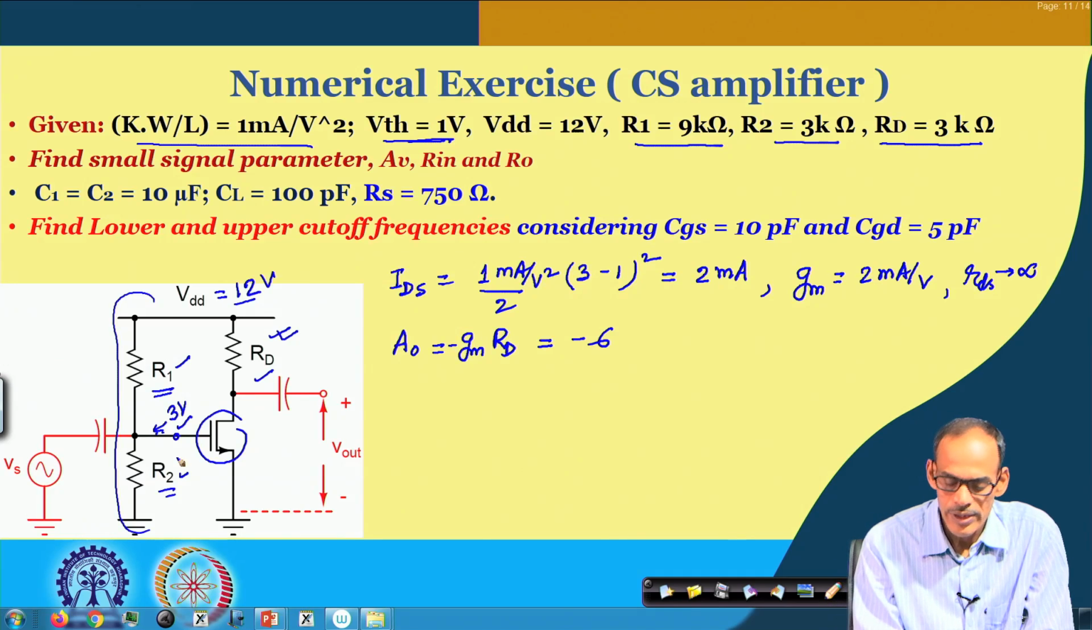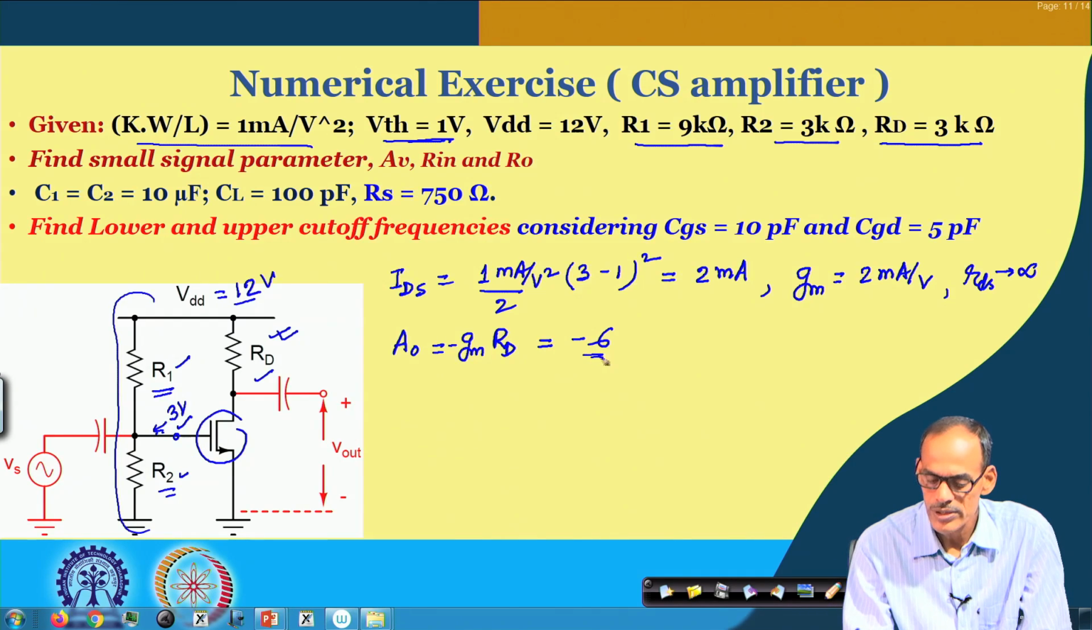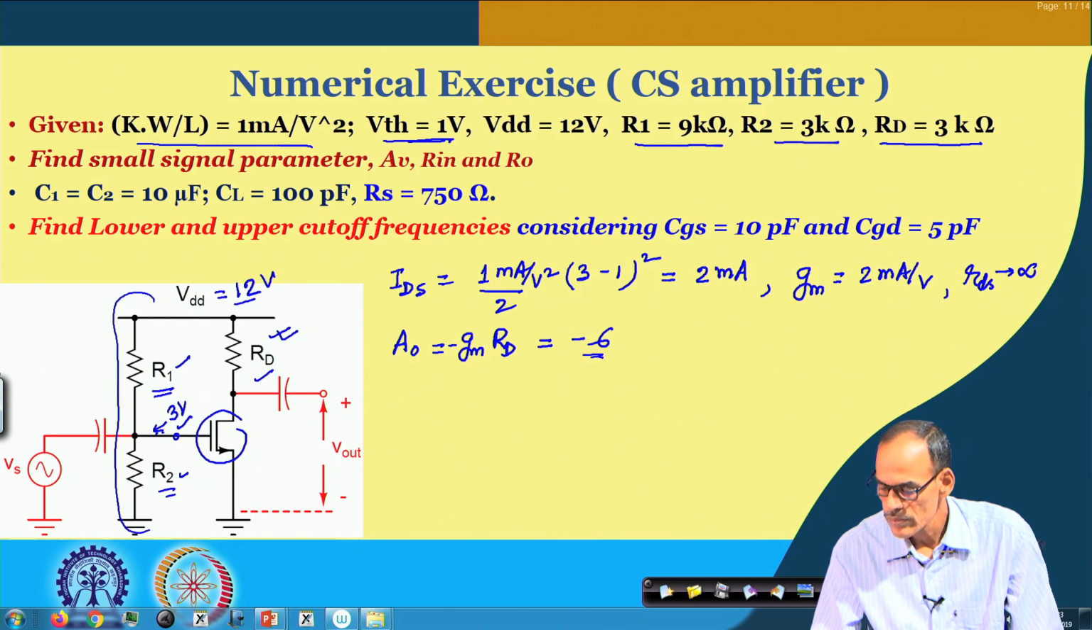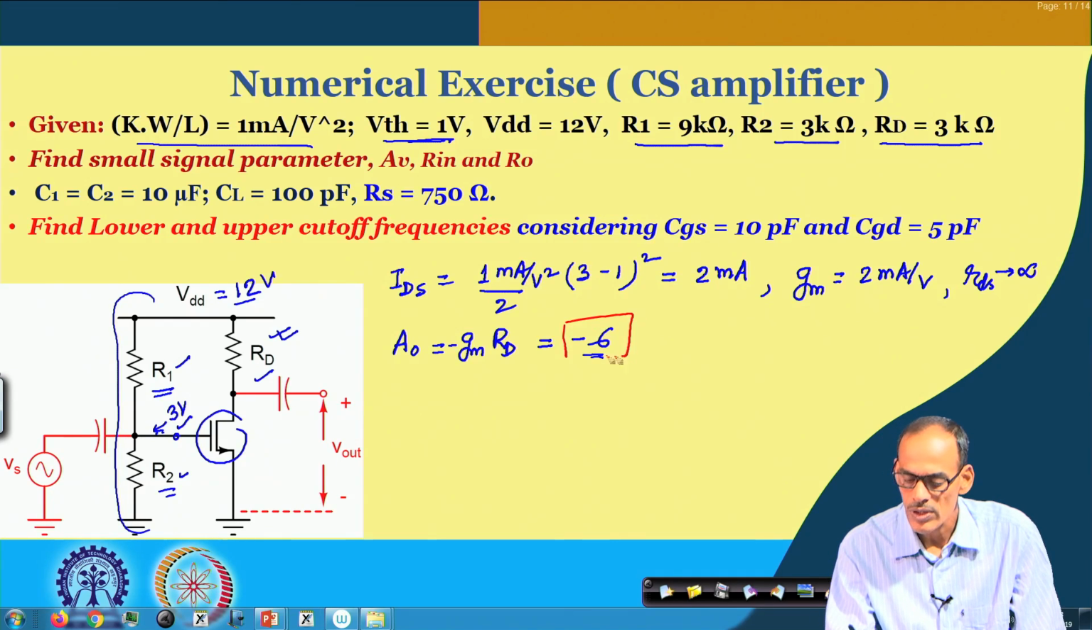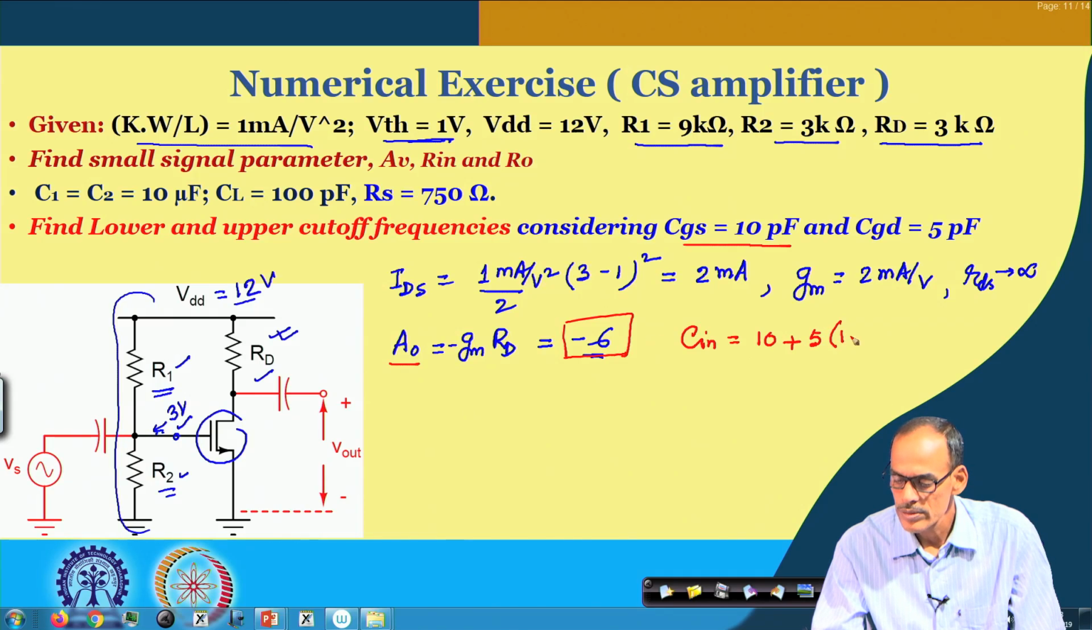Now, we can calculate the input capacitance using this information. We have the voltage gain of only 6. So, the C in part: we have CGS, which is 10 picofarad, and then CGD 5 multiplied by 1 minus 6. So, that gives us 45 picofarad only.